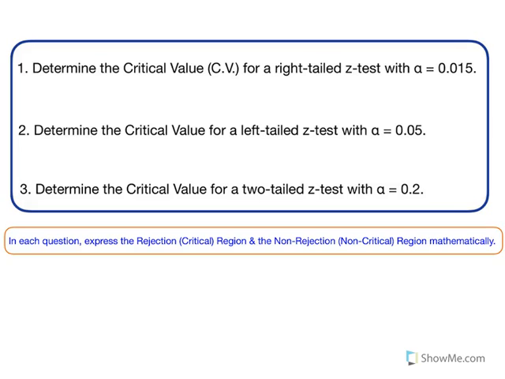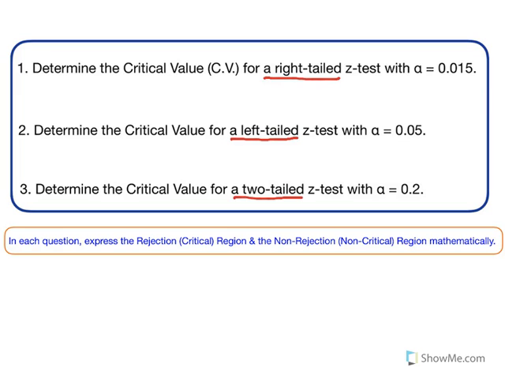Okay, in this video we will talk about critical values for different types of tests. If you look at 1, 2, and 3, you'll see that in 1 we have a right-tailed test, in 2 we have a left-tailed test, and in 3 we have a two-tailed test.